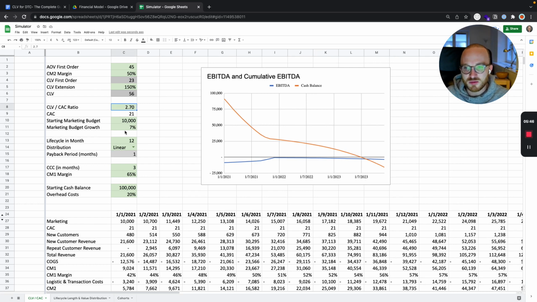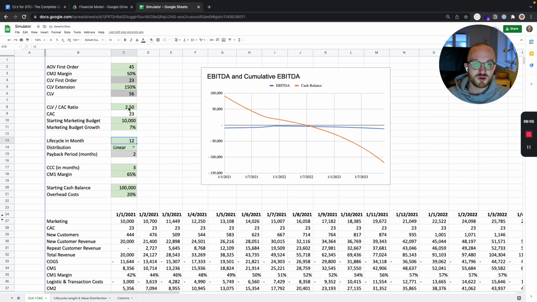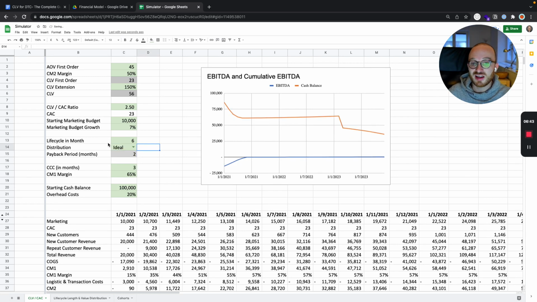And now if I just make another small change in my CLV to CAC ratio at 2.5, just a 0.2% change, and now my liquidity problems moved up by more than half a year. Well, what I could do now though is, let's say the life cycle of my customers is not 12 months, but it's actually just 6 months, and the value distribution is more in the ideal, concave state, not a linear state. By just changing the life cycle from 12 to 6 months, I'm basically back to having a business that is running on break even.